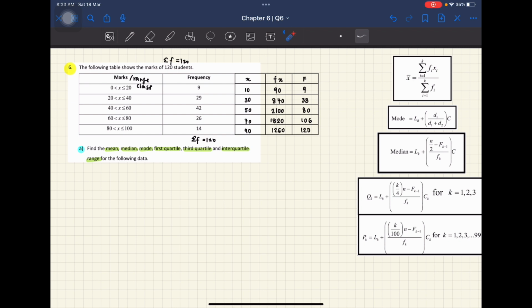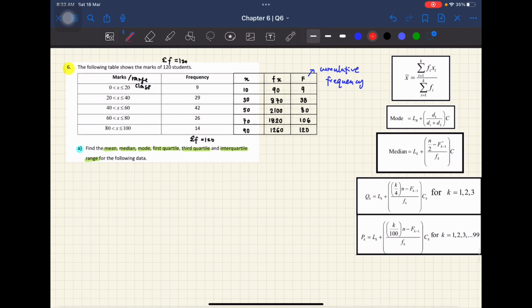And then the last column will have capital F. Capital F we call cumulative frequency. Cumulative frequency. Settle. So cumulative frequency will basically be used for this one. If you see this capital F, you will use it here and here later. That is why it is important for us to have cumulative frequency so that it is easy for us to refer.